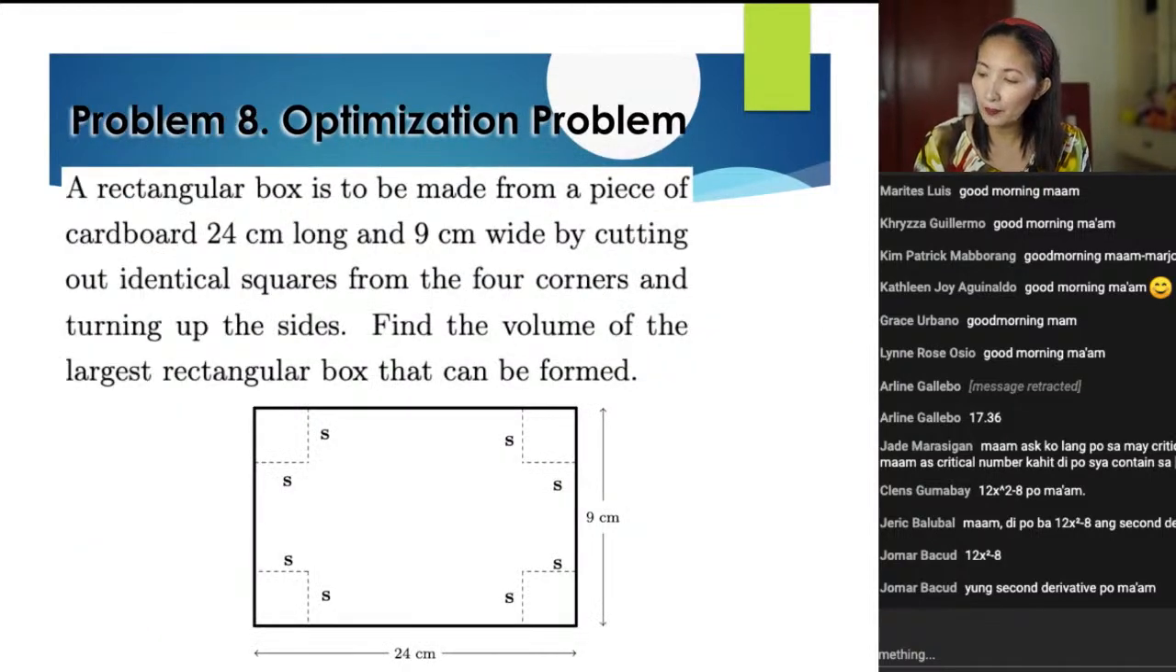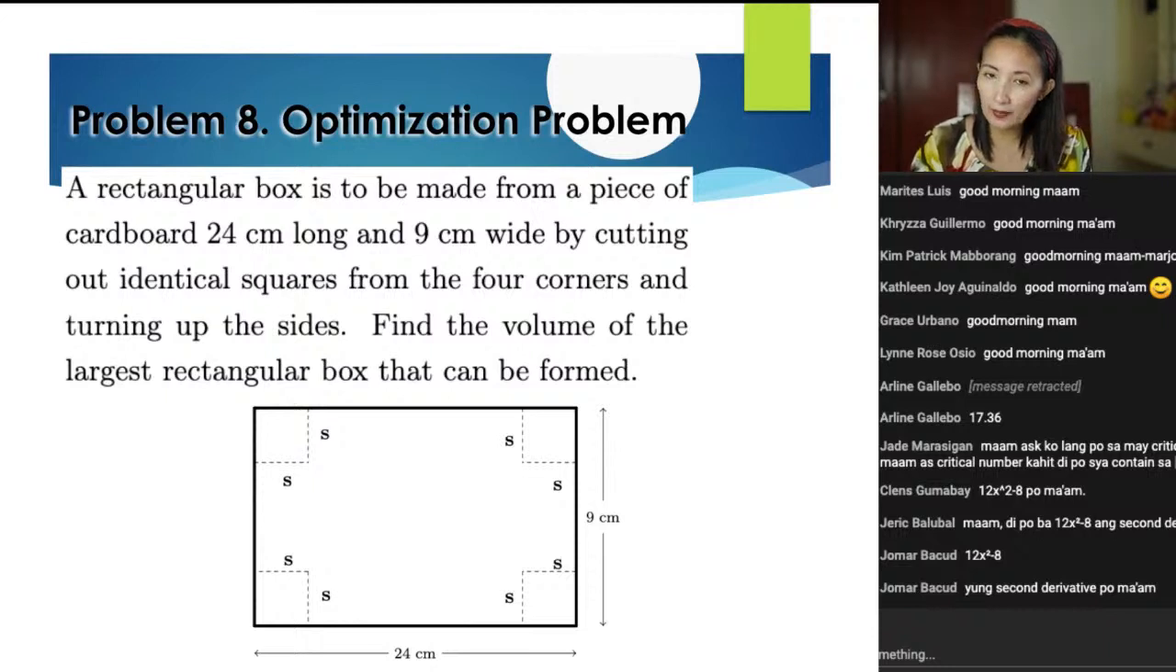Let's look at one example. A rectangular box is to be made from a piece of cardboard 24 centimeters long and 9 cm wide by cutting out identical squares from the 4 corners and turning up the sides. Find the volume of the largest rectangular box that can be formed. So from the problem, we could easily identify which quantity is to be maximized or minimized. Find the volume of the largest rectangular box that can be formed.